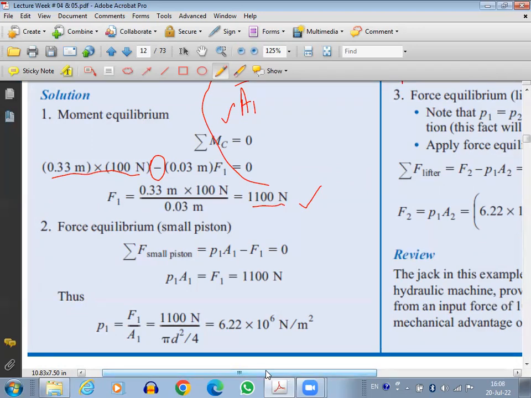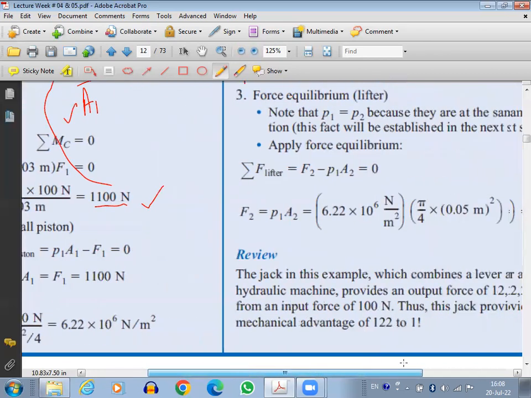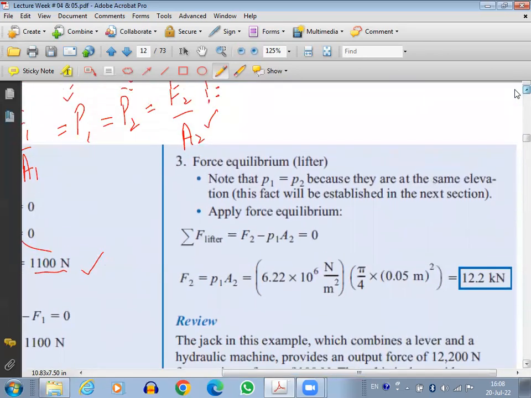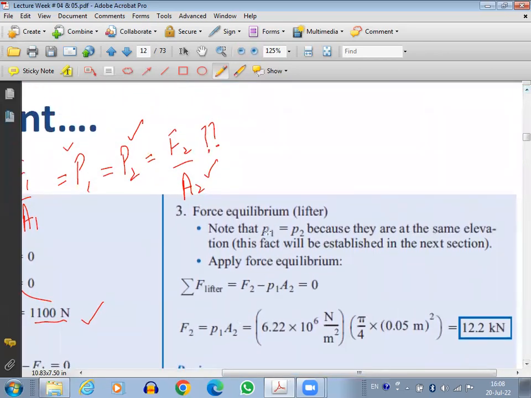Is it clear? Okay. So if you have P1, then we'll say that P1 is the same as P2. Okay. This is by Pascal's law. So if there was no Pascal law, P1 would never be equal to P2.